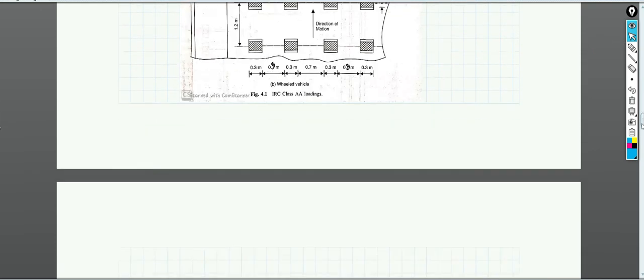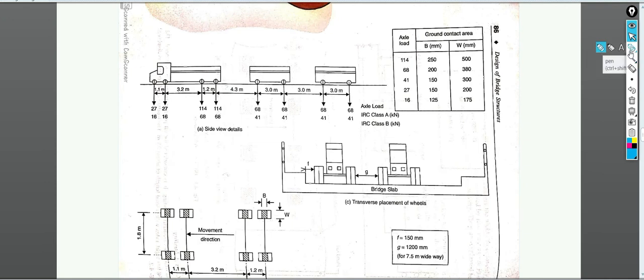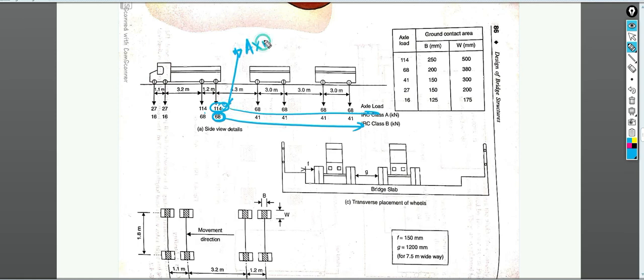Okay, so let's see what the class A loading looks like. Here you can see this is a class A loading type. Here are the different axle loads. The axle load over here is 114, and if I want to find out a wheel load, it is 114 divided by 2. Sorry, these are in kilonewtons, and the lower one is for class B loading, and the upper one is for class A. These are nothing but the axle loads. So if I want to find out the wheel load, then it will be 114 divided by 2.